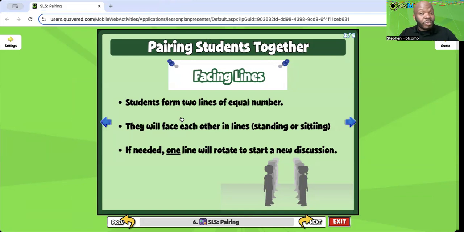Now, if you have more than one question, and if you would like for them to rotate, you can have one line rotate, and then students will be paired with a new partner. That way, they can have a new discussion with a new perspective. You can simply have one student at the end of that line go to the back of that line, and then everyone will shift forward. That way, everyone has a new partner.